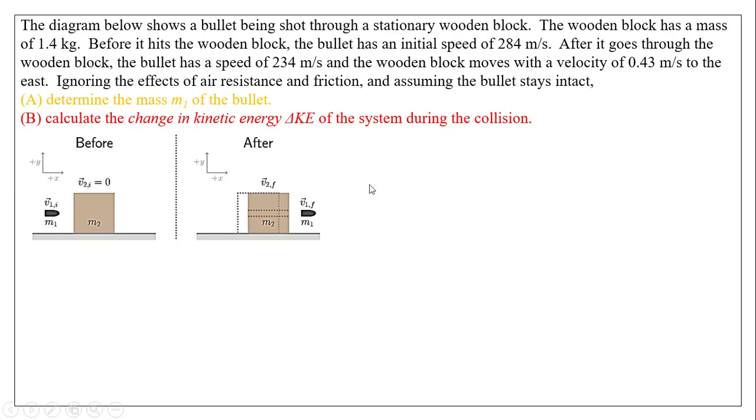If you need to, pause the video, read it for yourself. Otherwise, I'm just going to give the quick summary of it. Here we have a bullet that's initially moving at a rate of 284 meters per second to the right. It's going to strike a stationary block.